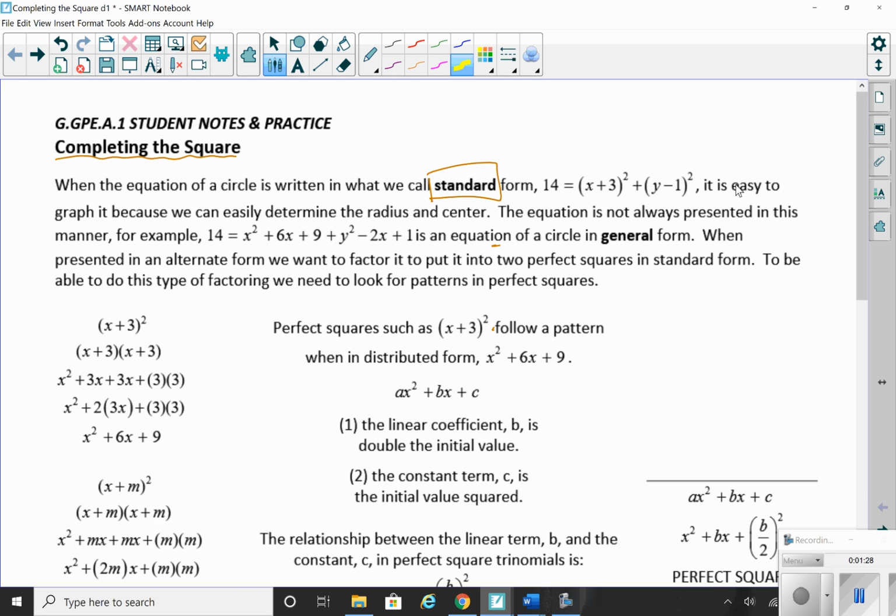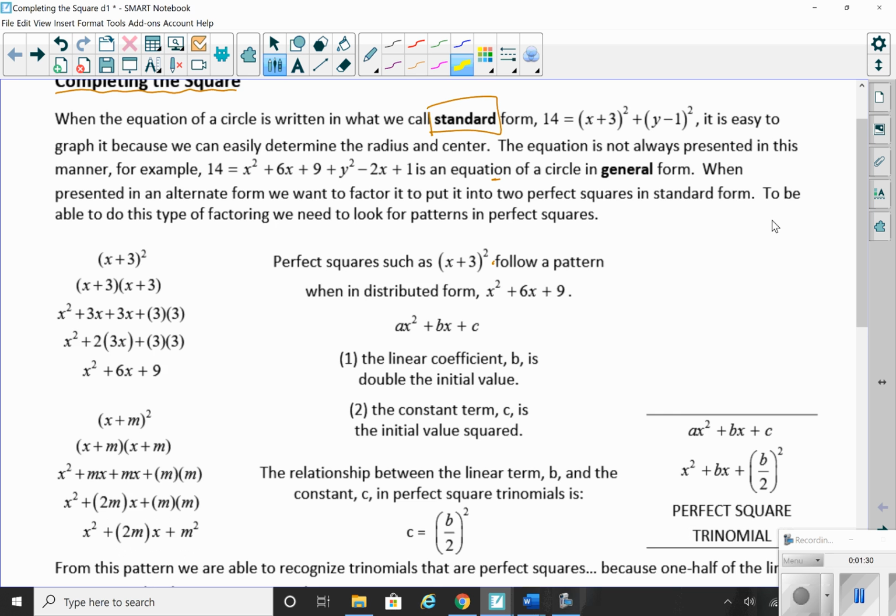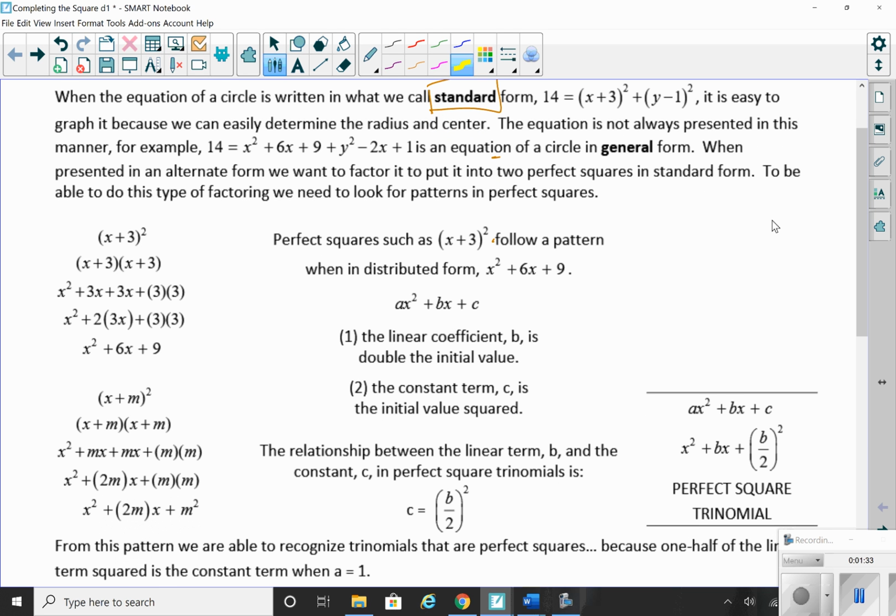So again, reviewing this concept of completing the square. Perfect squares such as x plus 3 squared follow a pattern. So again, think back to algebra with Mrs. Hoekstra, right? If you have x plus 3, the quantity squared, that means you're taking x plus 3 times x plus 3. I like to call it FOIL, or some people call it just double distribution.